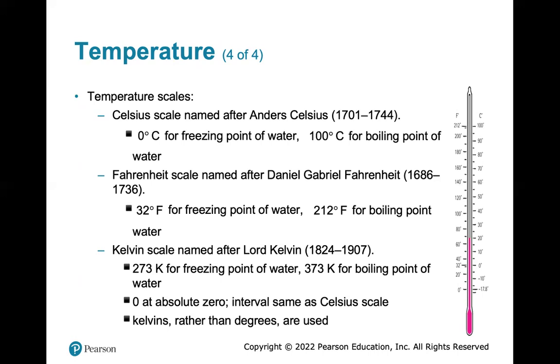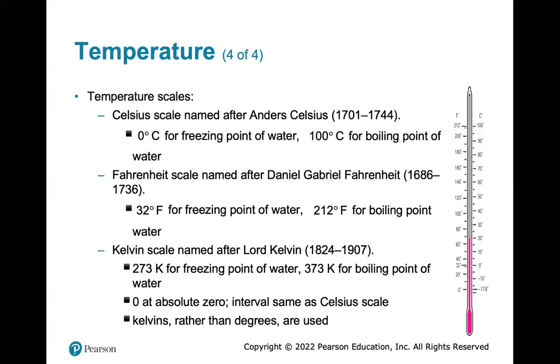And in some applications of science, we use the Kelvin scale, named after Lord Kelvin. The freezing point of water is 273 K. It's not 273 degrees K. You don't say degrees. You notice there's no little circle the way we see in the Celsius and Fahrenheit scales. It's just 273 Kelvin for the freezing point of water and 373 Kelvin for the boiling point of water.